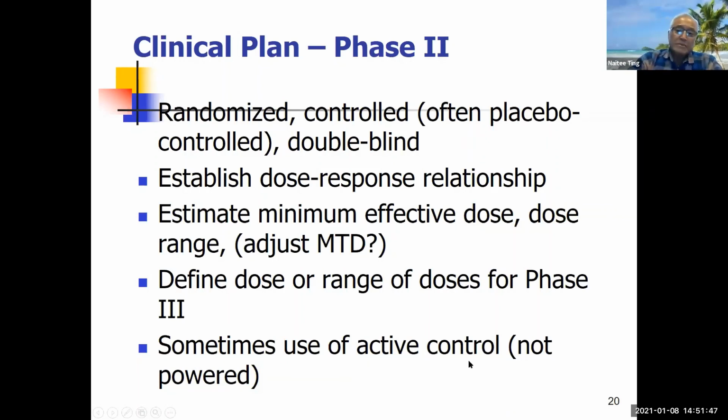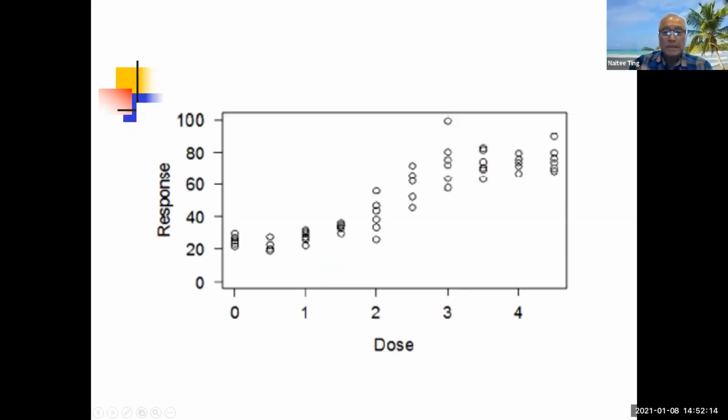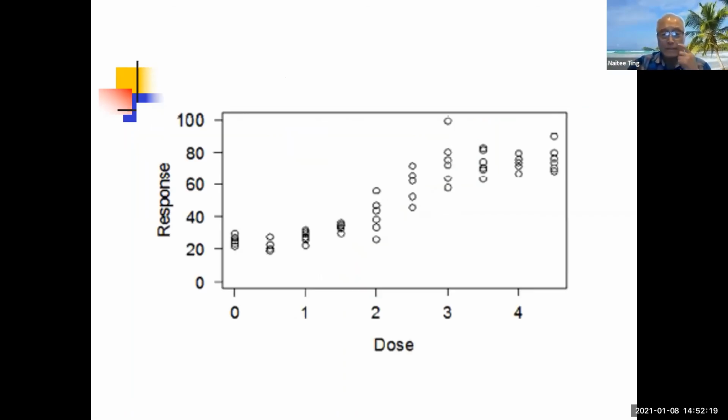Sometimes you use active control in phase 2, but most times you don't need active control. So the big challenge in phase 2 is about studying these two curves, the efficacy curve and the toxicity curve. So again, like I said, I'll get more detail of this picture once we get into phase 2 discussions. Now, those curves look nice, but in reality, you never see these curves. The best case is you probably get to see at different doses, there are different responses. You try to guess what the curve looks like.